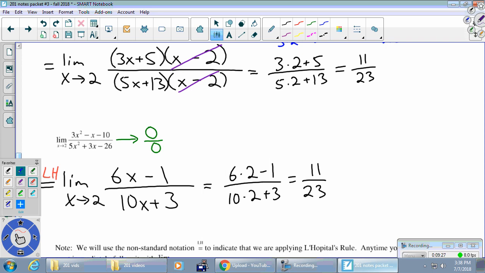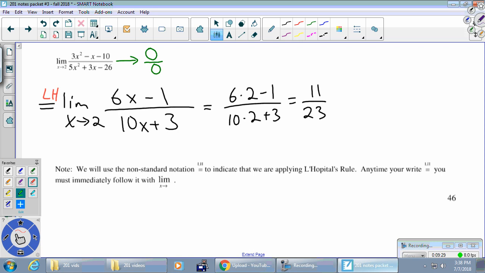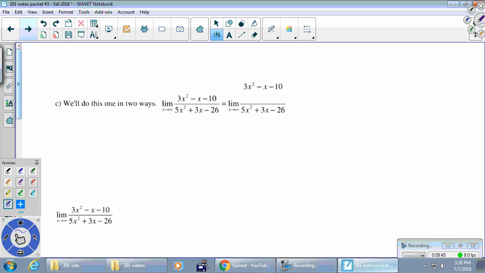And just note, anytime you apply L'Hopital's rule, when you write this LH on top of an equal sign, the very next thing you're going to write is a limit. Very next thing. You have to write that limit because you still need to do the limit calculation after you've done your separate derivatives. Okay, let's take a look at C.